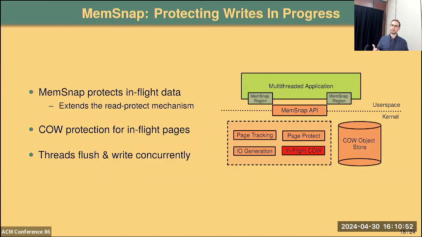Every time a thread tries to write to data that is being flushed out, it will incur a minor page fault. But instead of marking it as writable, MemSnap will instead create a copy of that page dynamically and give it back to the writing thread. That means that the writing thread can continue its in-memory transaction while the committed data is still being flushed out, safe from modification.